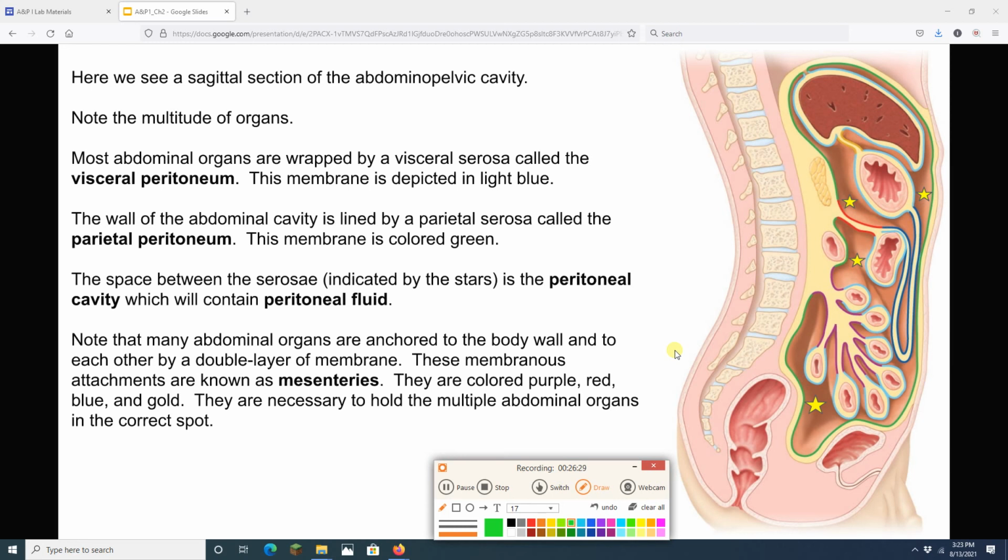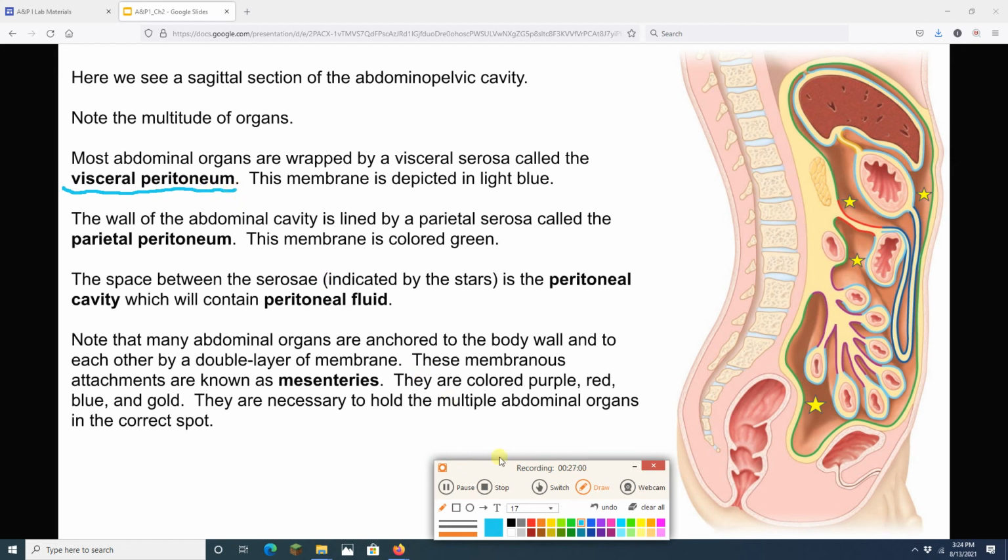Okay, what I want you to notice is that each of these organs in here, I'm going to point them out for you: the liver, the stomach, the large intestine, and all these guys are small intestine. Each of these guys has a blue line around it. That blue line is a visceral serosa called the visceral peritoneum.